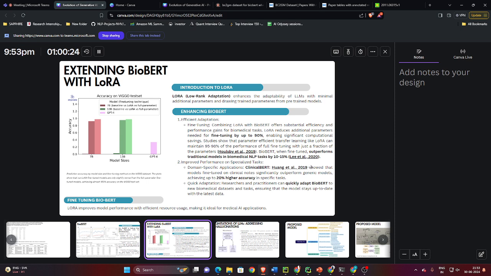It is a more standard method of transfer learning, which maintains around 95 to 98% of fine-tuning performance with just a fraction of the parameters, as discovered from this paper. It also outperforms standard tasks by 10 to 15%, as mentioned again in this paper.